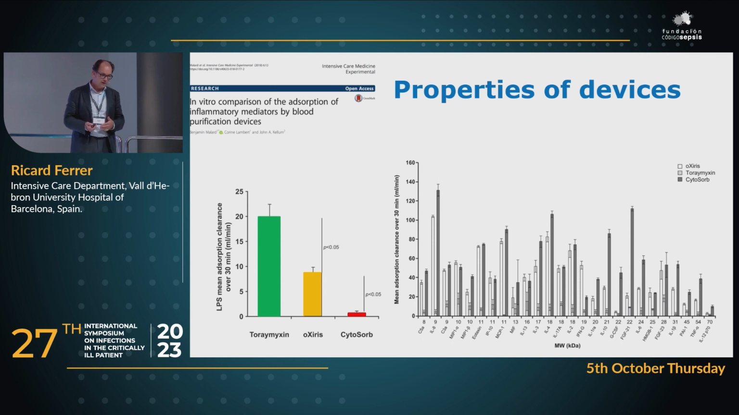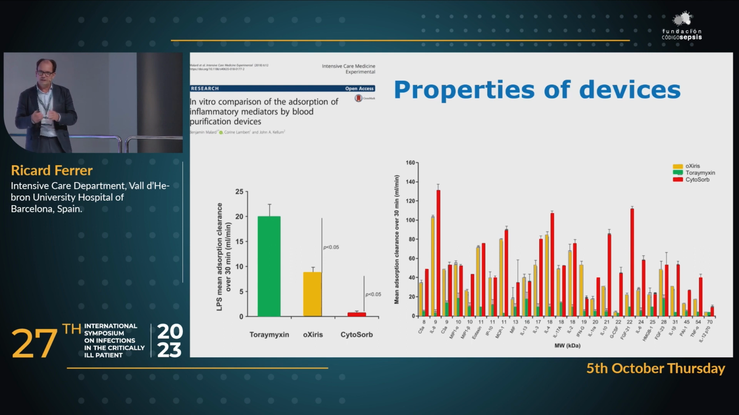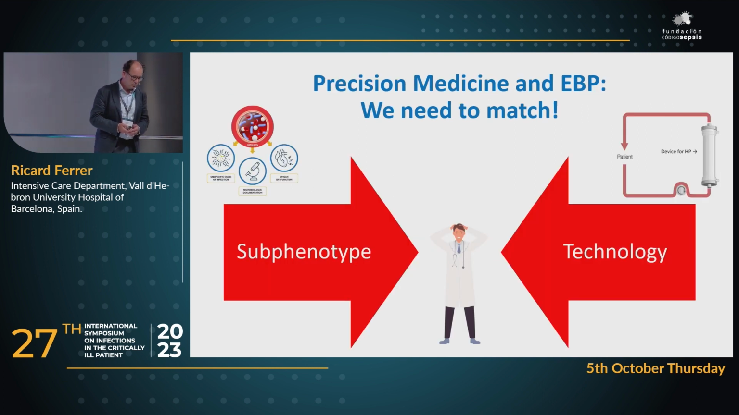On the other side of the slide, we have seen for cytokines that Cytosorb is the one with the higher capacity to absorb cytokines, and of course Polymyxin is designed for endotoxin, is selective, so it's not removing cytokines at all.